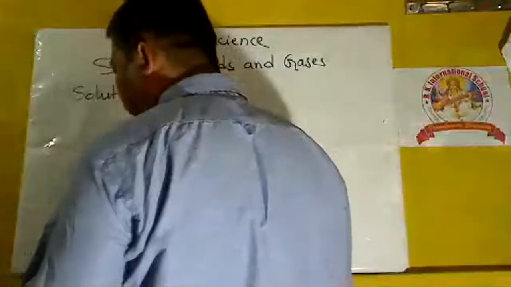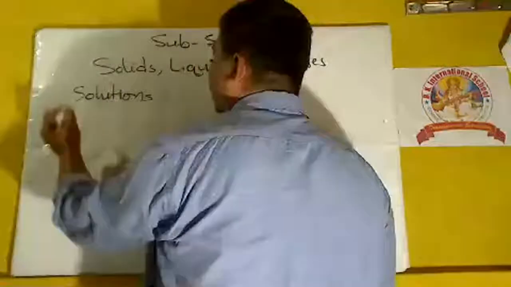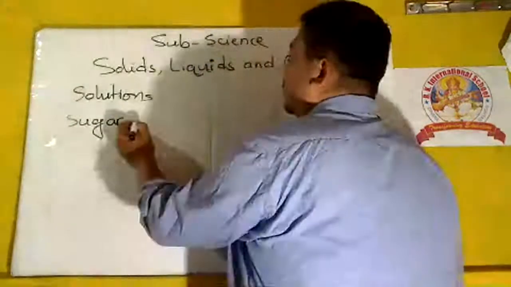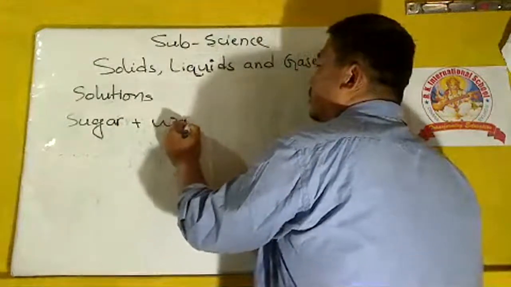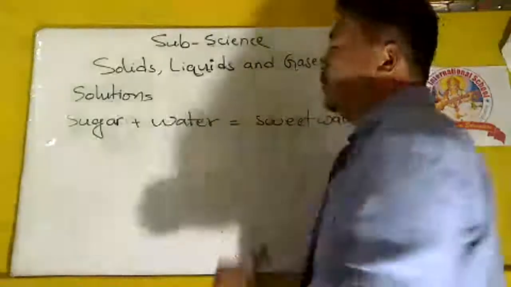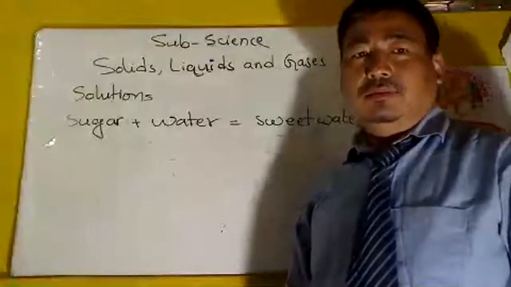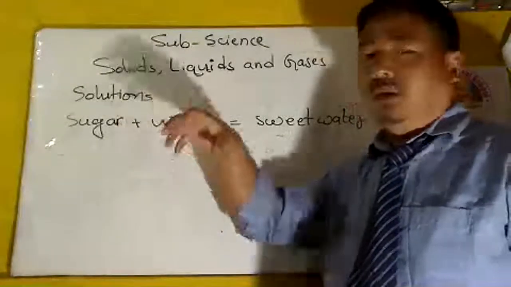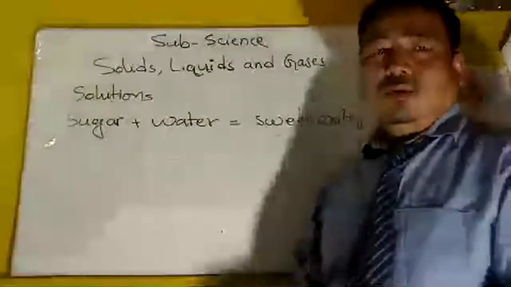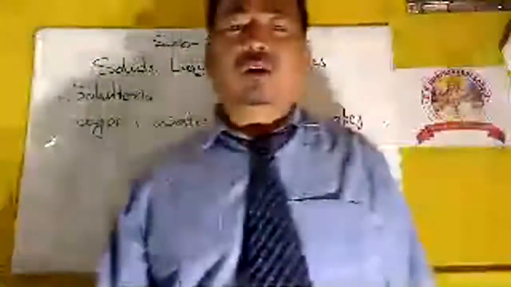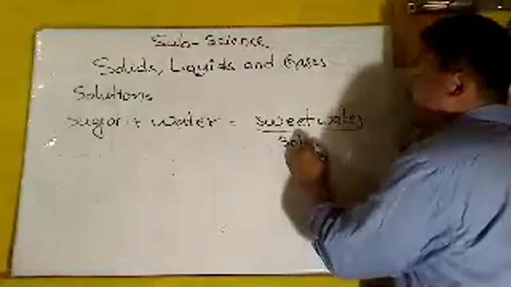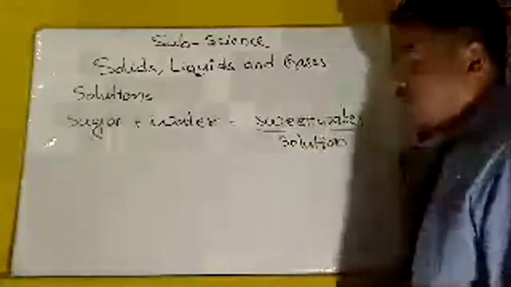So, for example, sugar and water. Now you see, you bring sugar. You might have sugar at your home, and you put that sugar in water. When you mix that sugar and water, what do we get? We get sweet water. The taste of that water will become sweet. Now here, this sweet water is a solution.